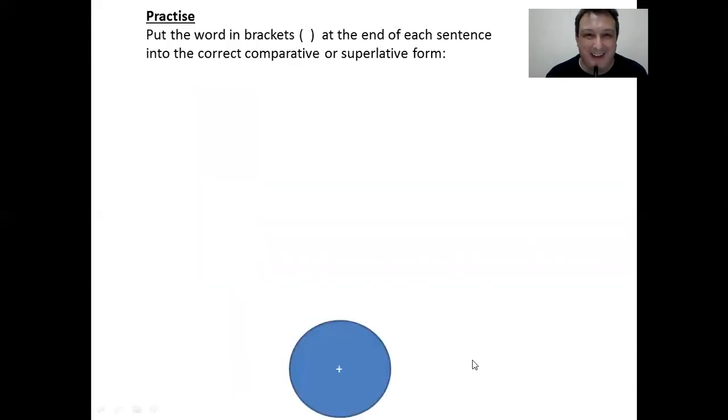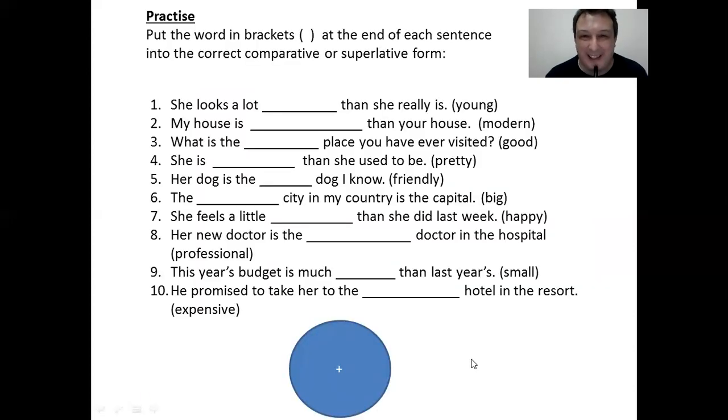Okay. I'm going to give you a quick exercise. You have 1 minute. I want you to quickly look at the sentences here and put the adjective at the end into the correct form. For example, she looks a lot than she really is. In this case, we have than, so we need the comparative. So the answer here is young, younger. Okay, you have 1 minute. Go.